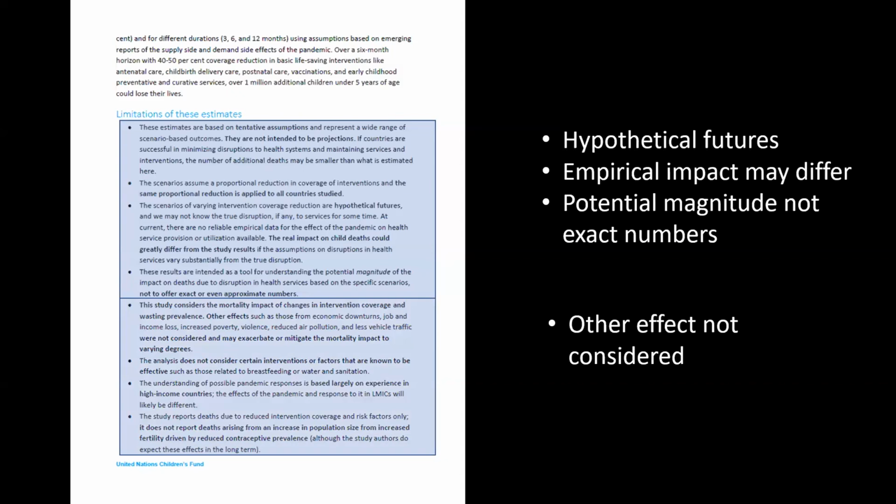Also to point out another thing that Tim already mentioned, there are a number of other effects that are not considered by this model. The study considers mortality impact of changes in the intervention coverage and wasting prevalence, but a number of other effects, including from perhaps job and income loss, economic downturns, increased poverty, violence, things like reduced air pollution or less vehicle traffic associated with the pandemic. Those things are not considered and may exacerbate or mitigate the mortality impact to varying degrees.